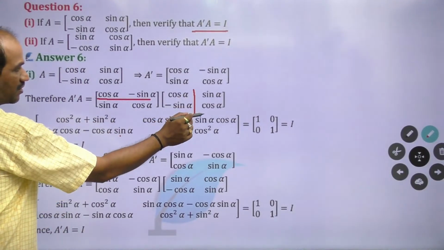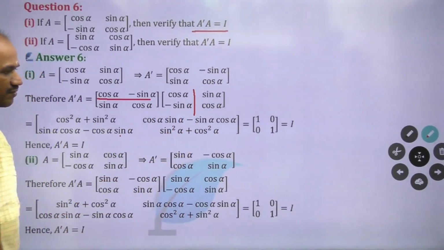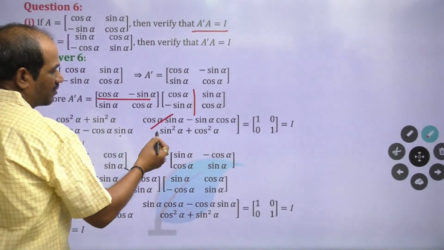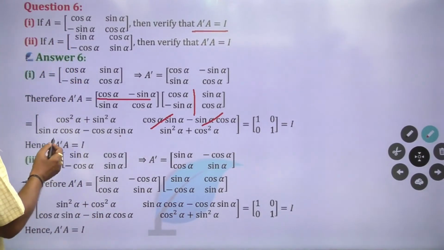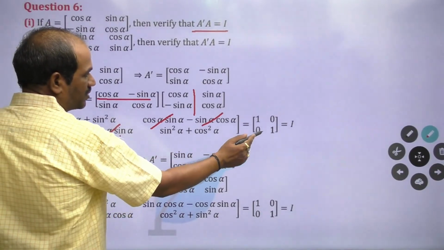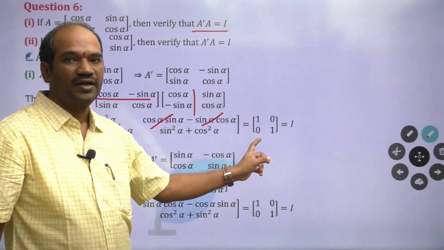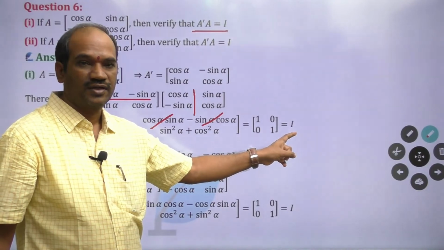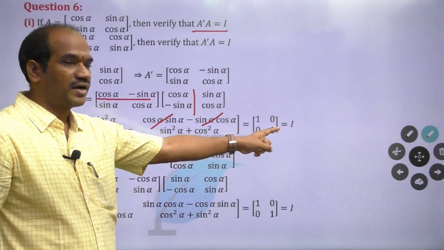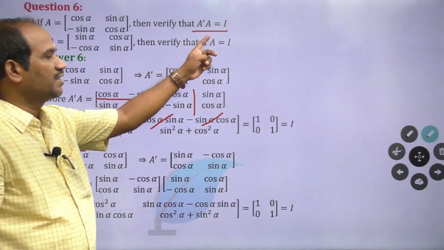Next, second row, second column: sin alpha into sin alpha, sin square alpha, plus cos alpha into cos alpha, cos square alpha. Sin square alpha plus cos square alpha is 1. Sin alpha cos alpha minus sin alpha cos alpha cancel, 0. So the matrix is 1 0 0 1, which means the 2 by 2 identity matrix I. Therefore A dash into A is equal to I. Finished.